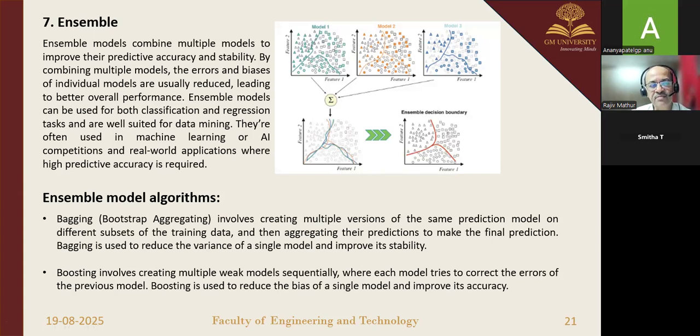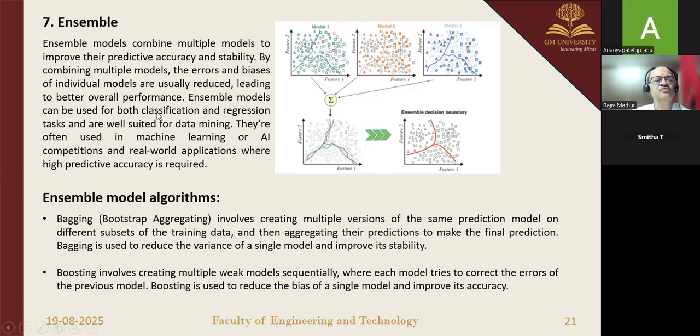Then you have the ensemble type of predictive model. Ensemble models combine multiple models to improve their predictive accuracy and stability. So it is a combination of other models as well. By combining multiple models, the errors and biases of individual models are usually reduced. So if there is something which is not very good in the other types of models, the disadvantage of using those models gets reduced if you use the ensemble techniques of predictive model.